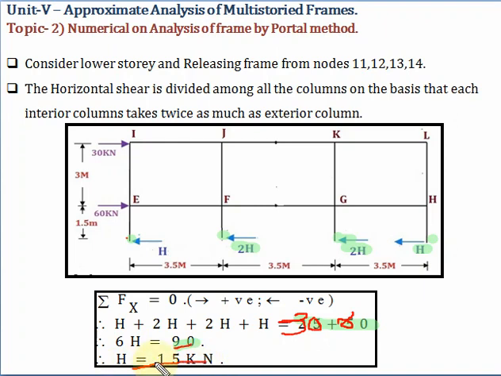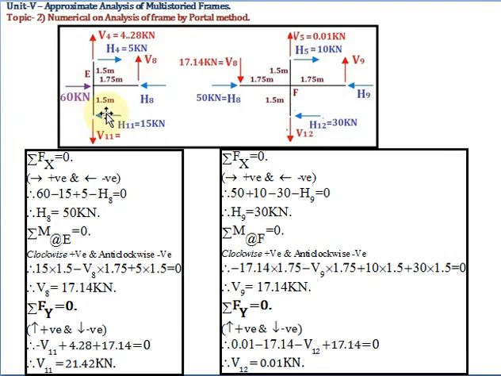Now the value of h is 15. Here the values of h8, h11, h12 will be equal to 30. Then the h13 value will be equal to 30, and the h14 value will be 15. Now consider the free body diagram of joint E. Already we have found these forces V4, H4, and H11. Now here we have to find V8, H8 and V11.